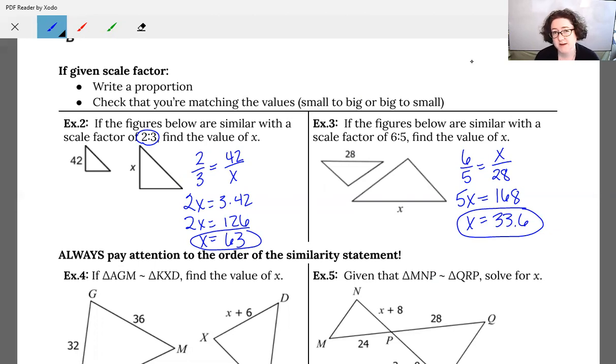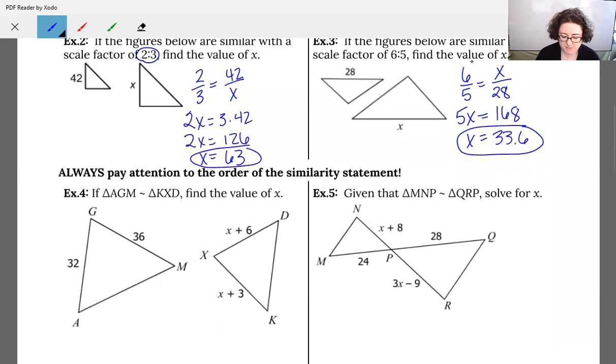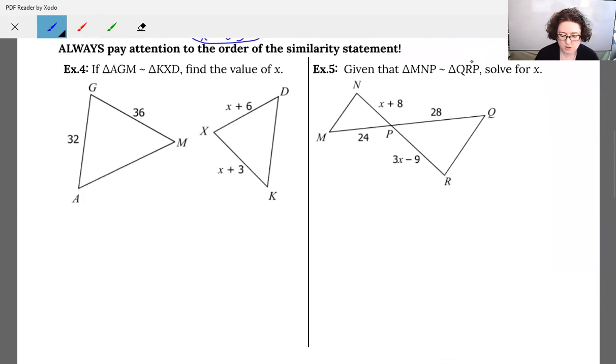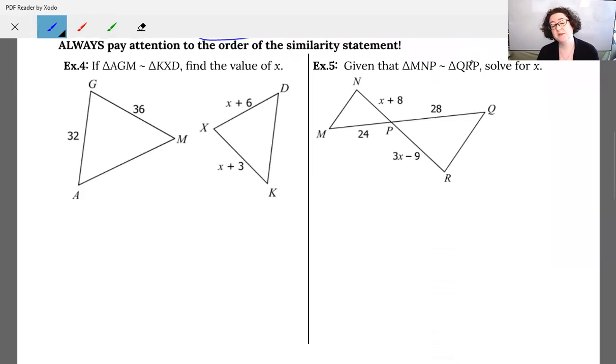All right, let's look at some more diagrams again. We have to pay special attention to our order on these. So example 4 and example 5, you'll notice with both of these, now we have multiple things labeled. We really need to rely on those names. So example 4, triangle AGM is similar to triangle KXD.